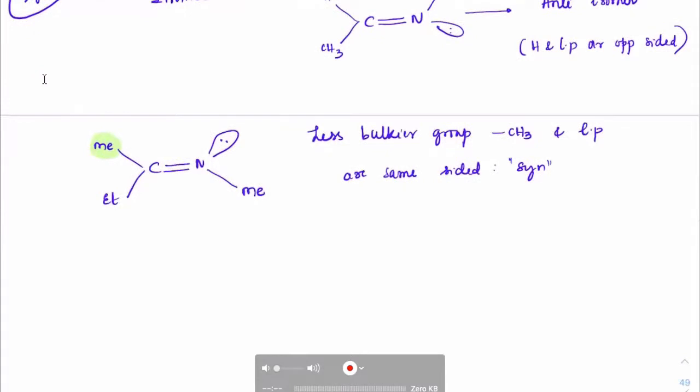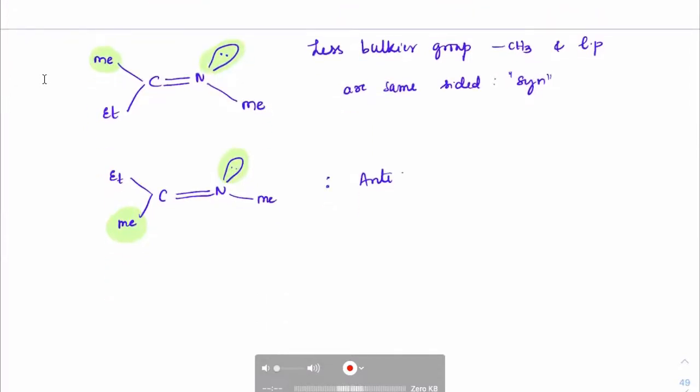Got it? If you have C double bond N, lone pair, methyl, these are on the same side. If we have ethyl and methyl here, now this is the less bulky group, and I'm comparing that with the lone pair. Here also I compared that with the lone pair. Now these two would make what isomer, beta? Anti. So I guess all of you understood that.